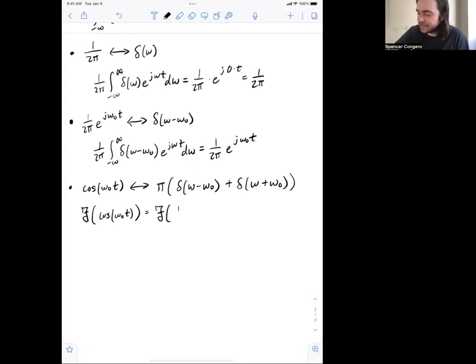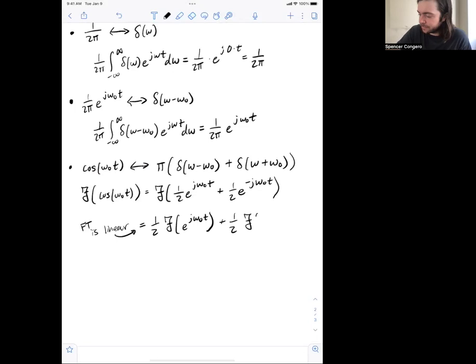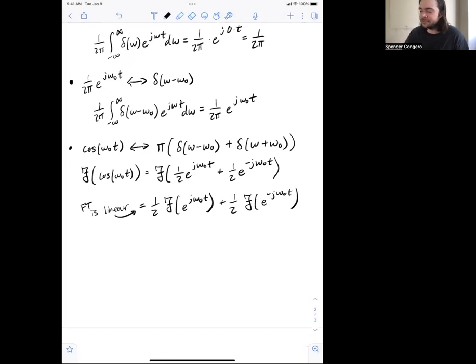Well, of course, we can write cosine as 1/2 e to the j omega naught t plus 1/2 e to the negative j omega naught t. That's from that Euler type formula we've seen a million times. Now we're going to use that the Fourier transform is linear. Okay, what does that mean? That means if I have a constant times one function plus a constant times another function, the Fourier transform of all of that is just going to be that constant times the Fourier transform of the first function plus that constant times the Fourier transform of the second function. That's the linearity of the Fourier transform.